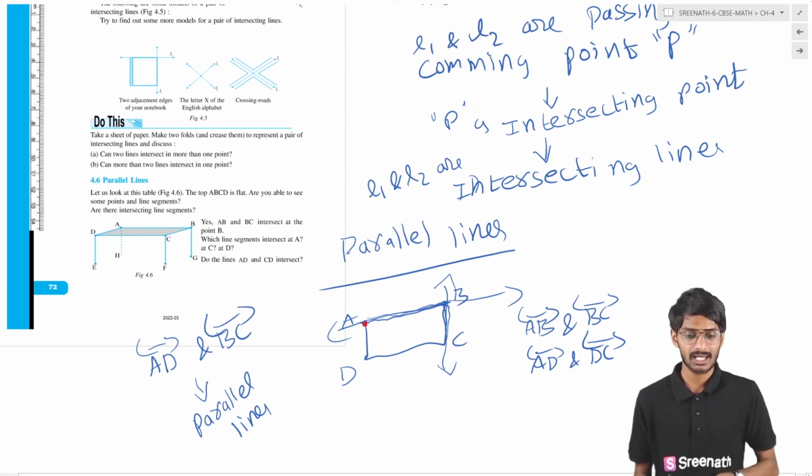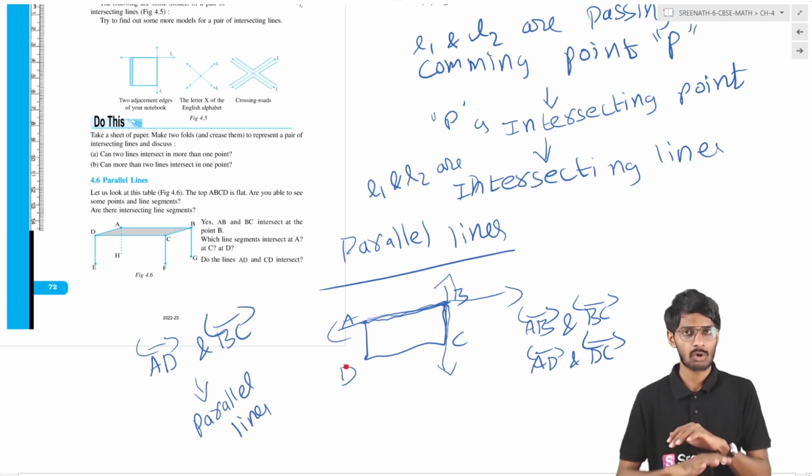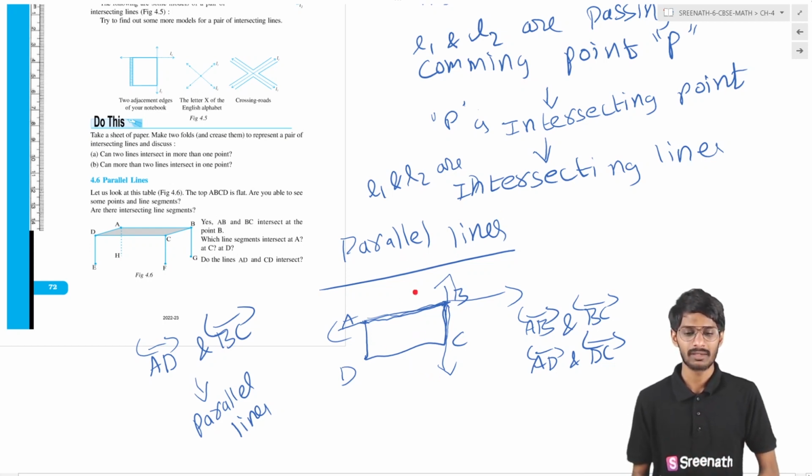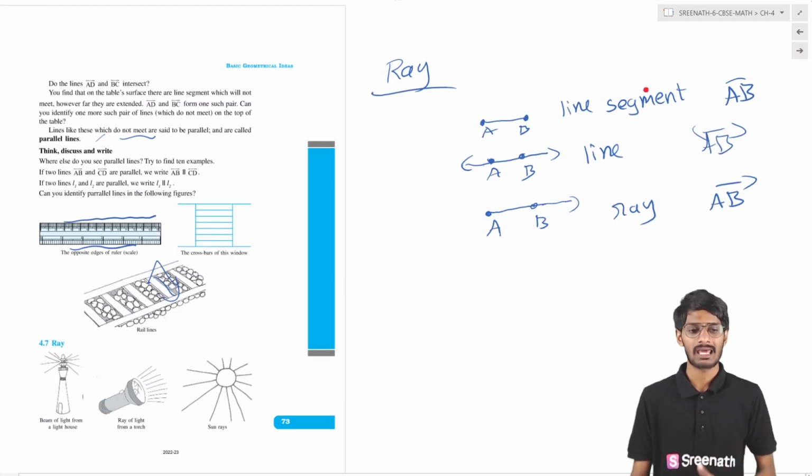But if you consider the AB side line segment and extend this line, and you consider the CD side and extend this line, these two, AB and CD, will not intersect at any point. So we call this AB line and CD line parallel lines, students. So AB and CD are the parallel lines. Lines which do not intersect are parallel lines.